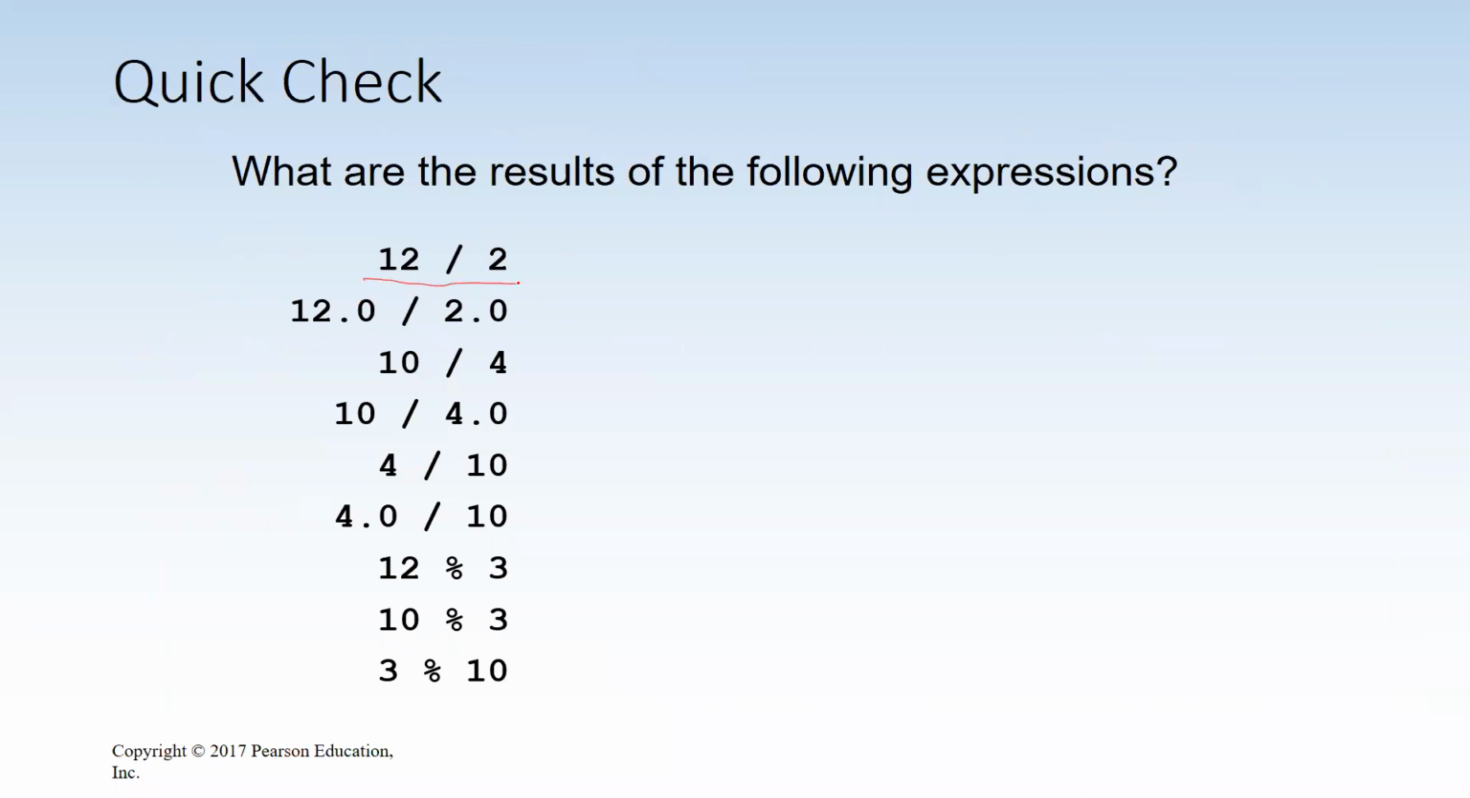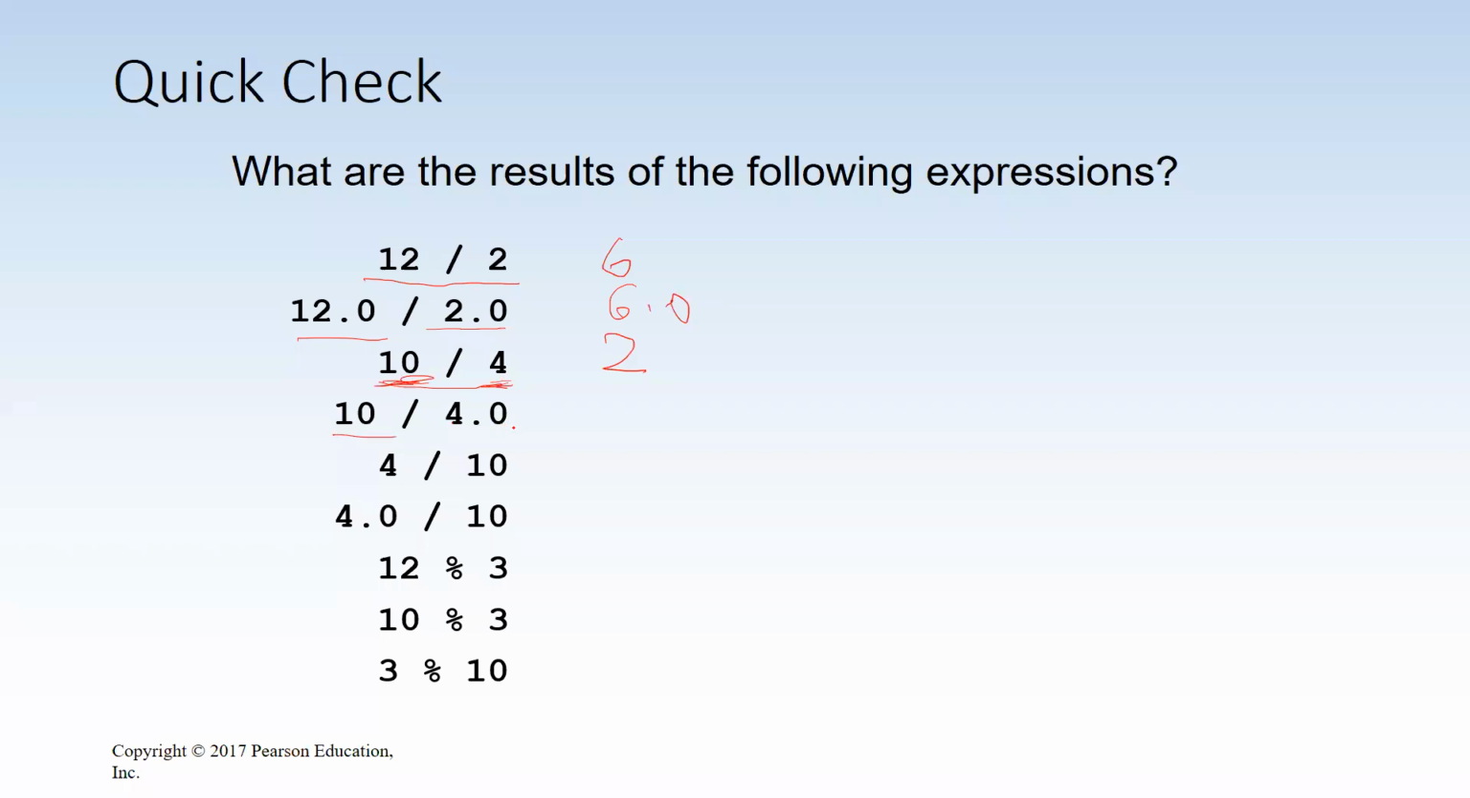So let's go through this exercise. 12 divided by 2, what is the answer? 6. 12.0 divided by 2.0? 6.0. Yes, because both are double. 10 divided by 4? 2. Very good. This is integer division because both are int.